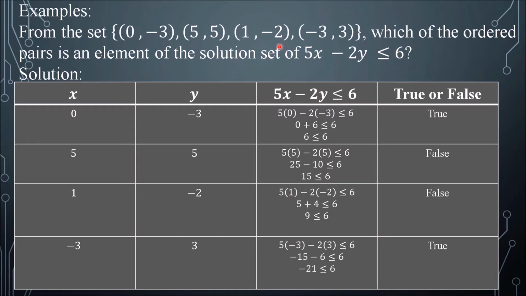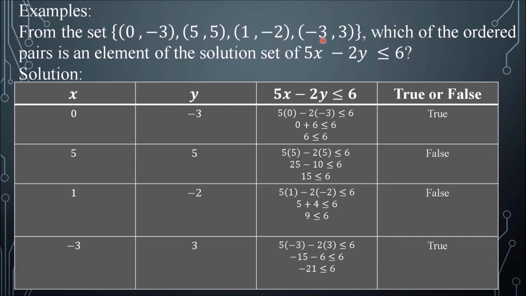Next, we have (1, -2). Simplifying, 9 is less than or equal to 6, which is also false. Why? Because 9 is greater than 6. Therefore, (1, -2) is not a solution of this inequality.